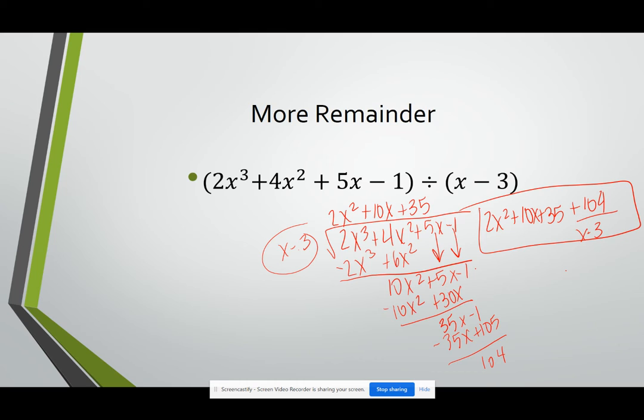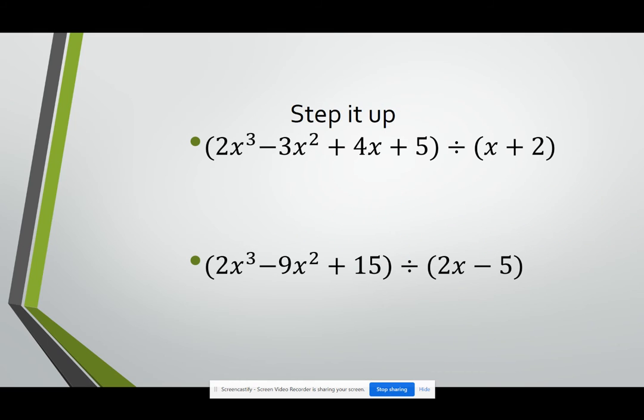If you do get a remainder that looks a little crazy, check it just in case you did something a little wrong. And there's a lot of places to make errors here. I can try the first one with you just to see how we're doing. I want you to try this one. We didn't do this one in class. Try it.